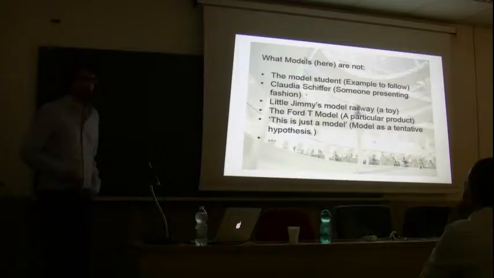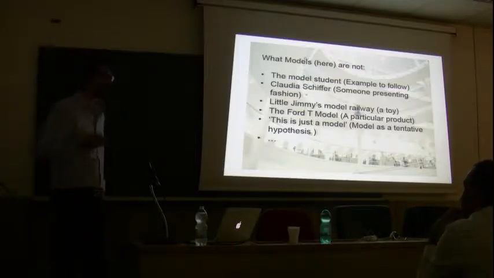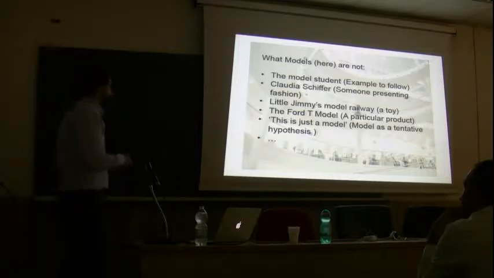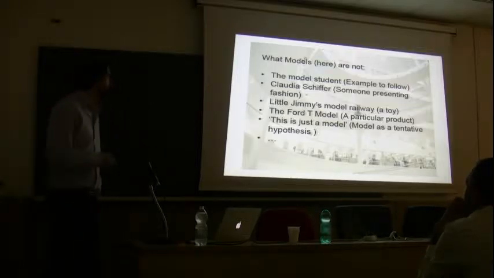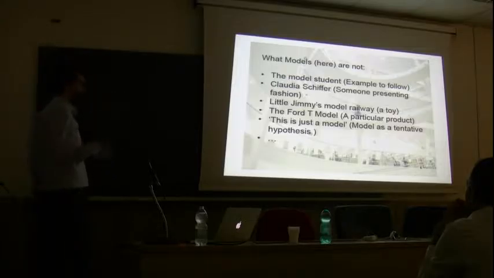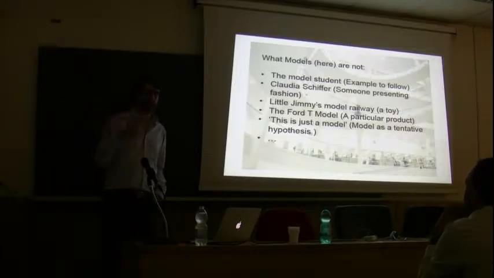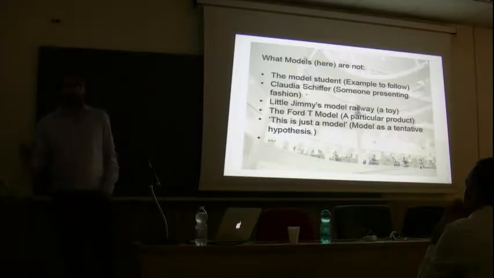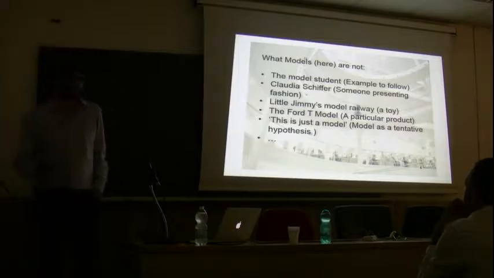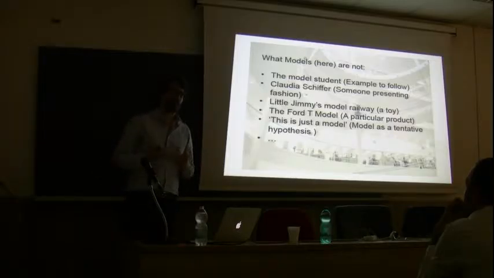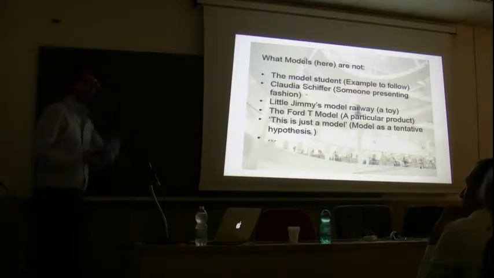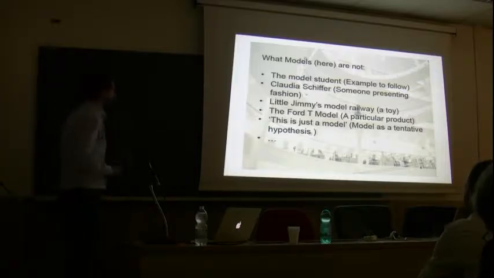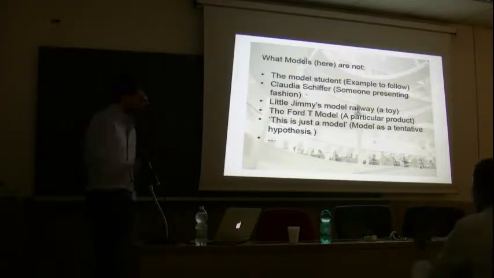Little Jimmy's model railway: we talk about models in this sense. A model is a toy, I set that aside, or the Ford T model. Here model means a particular kind of product. Or sometimes you hear scientists say, well, this is just a model. This is a sloppy way of saying we're not quite sure about this, it's a tentative result, and subject matter of further study. So you use model to express epistemic caution. That's a good thing, and you can do that in model language, but that's also not what I'm interested in, since you could do that by putting Bayesian probabilities on it. So I set all that aside.